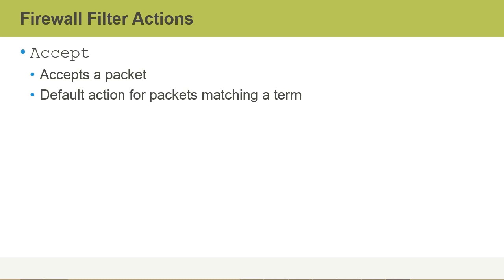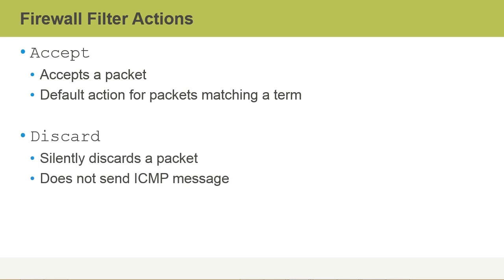The first one is you could specify the action of accept, which means that you want the firewall filter to accept the packet, and also note that this is the default action for packets that match a term. You can also set the action to discard. Discard means that the firewall device will silently discard the packet and it doesn't send any kind of response back to the originating system. So it doesn't send an ICMP message letting the system know that the destination is unreachable. It just doesn't send any reply whatsoever.